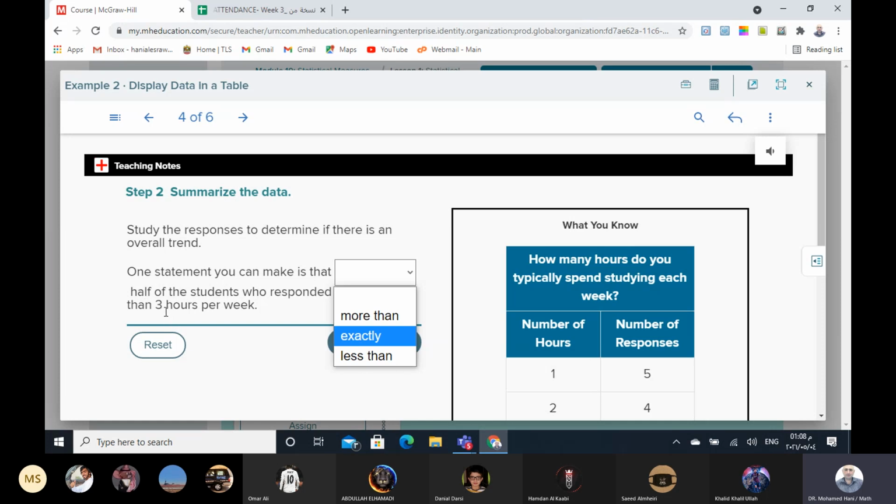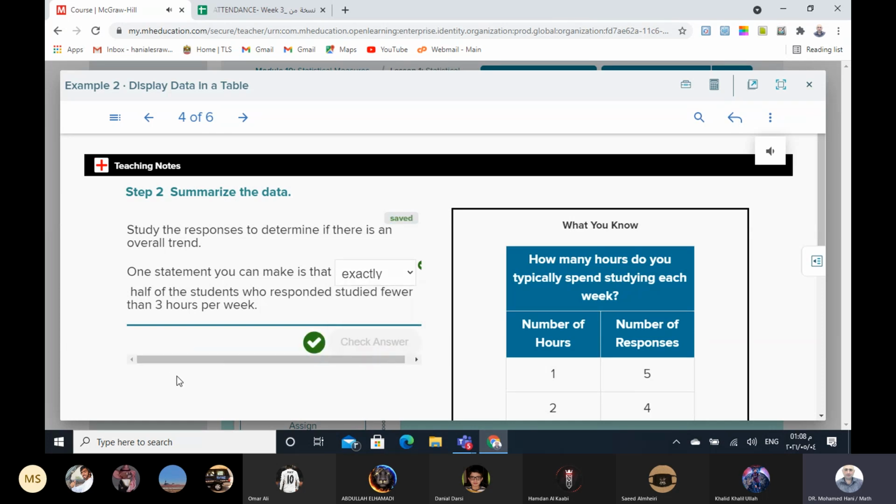Who can answer me here? If I choose exactly, this is right. Exactly half of the students who responded study fewer than 3 hours.